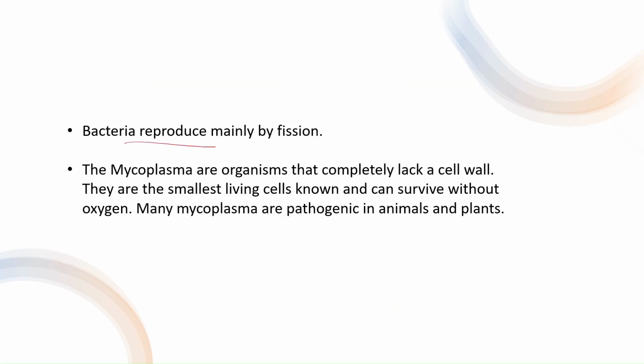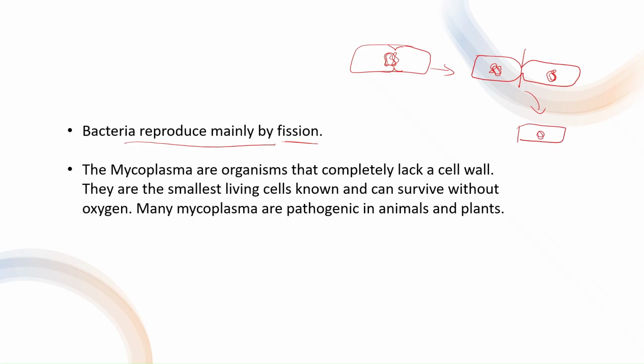Bacteria reproduce mainly by fission. Fission is the opposite of fusion. For example, this is one bacterium. It reproduces by fission like this. Fission means separation. One is divided into two and it completely gives rise to two daughter bacteria like this. So they reproduce mainly by fission.